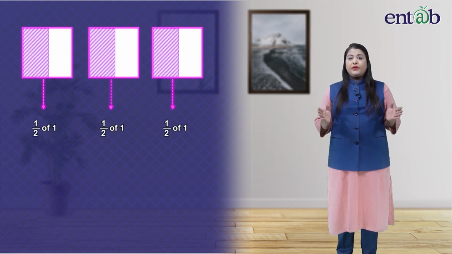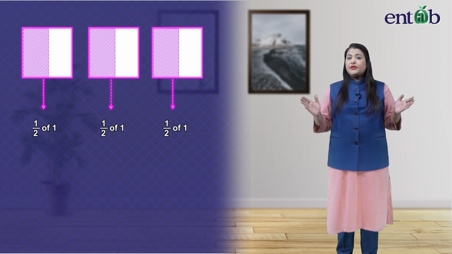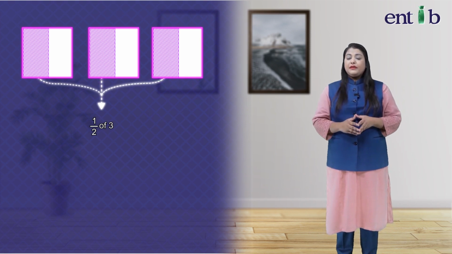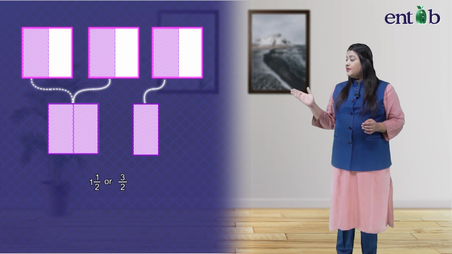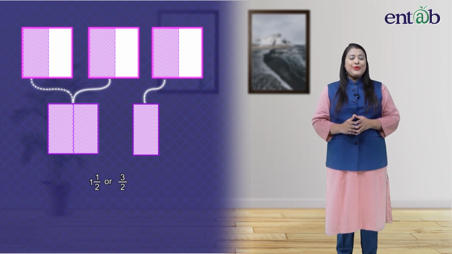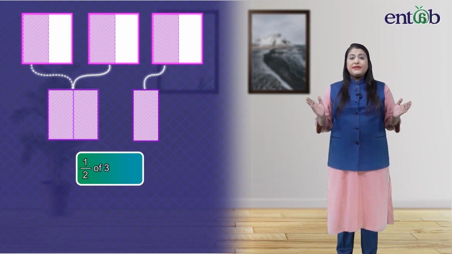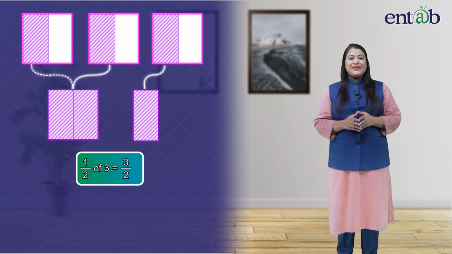Each shaded portion represents half of 1. So, the 3 shaded portions represent half of 3. Combine the 3 shaded parts. It represents 3 over 2. So, half of 3 is 3 over 2.